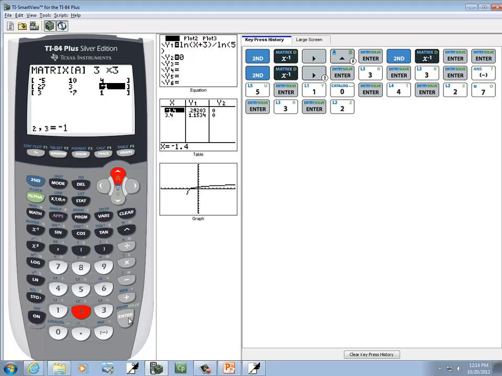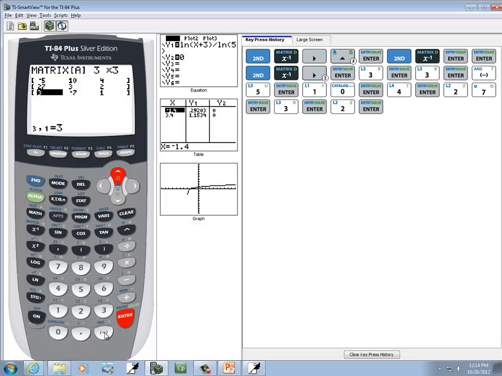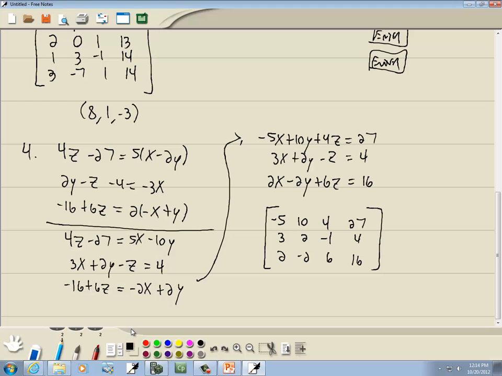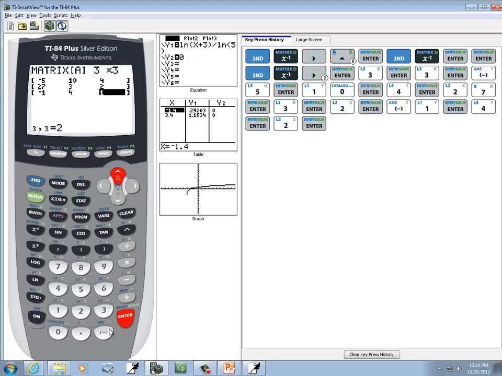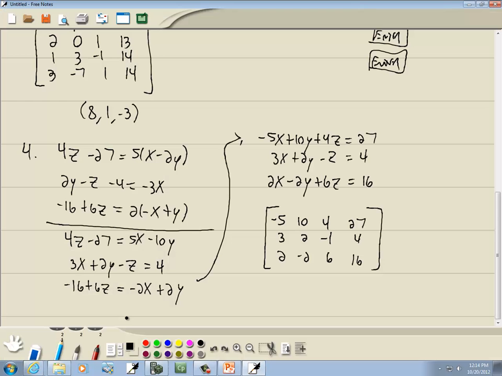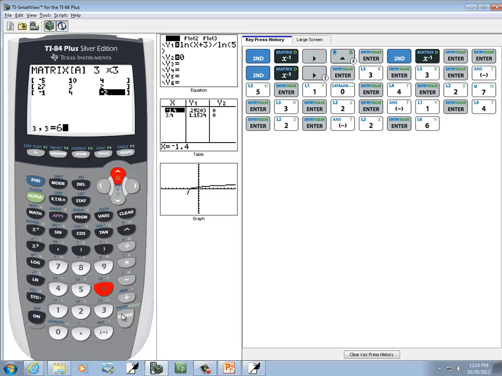3, enter. 2, enter. Negative 1, enter. 4, enter. 2, enter. Negative 2, enter. 6, enter. And 16, enter. So let's exit out, do a second mode.